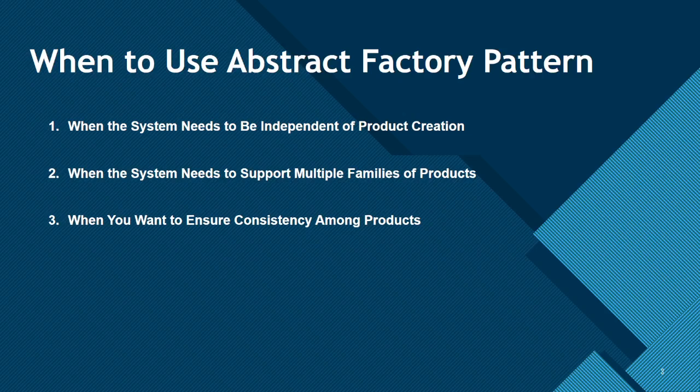Firstly, when the system needs to be independent of product creation. For example, when the system should be independent of how its products are created, composed, and represented. This pattern allows us to decouple the client code from the actual creation process, enabling us to change the product creation logic without modifying the actual client code.